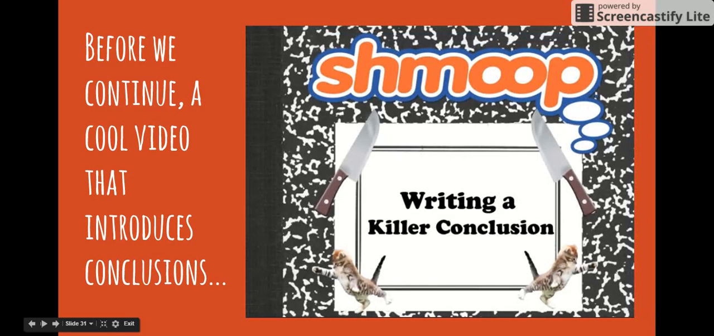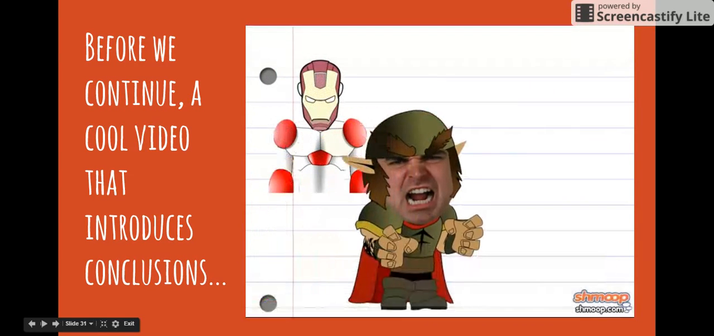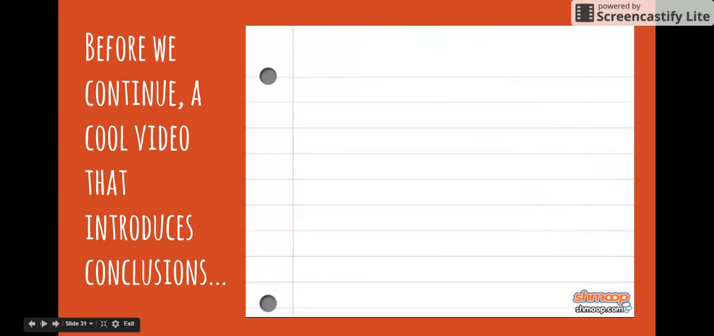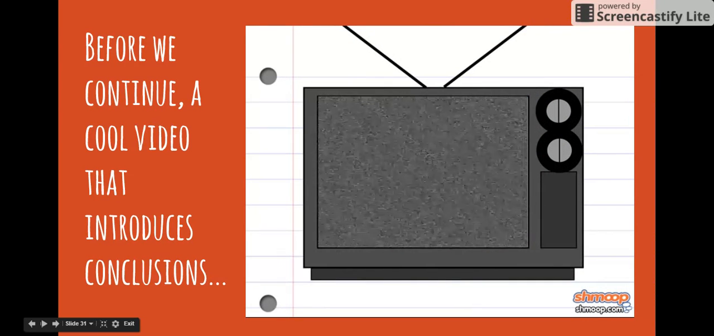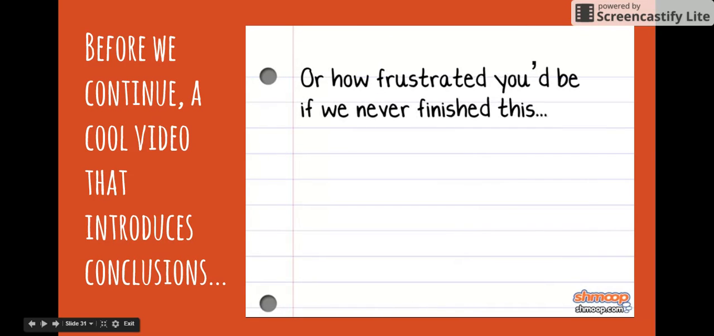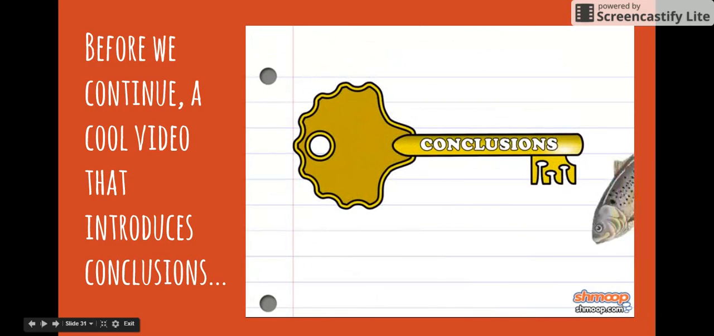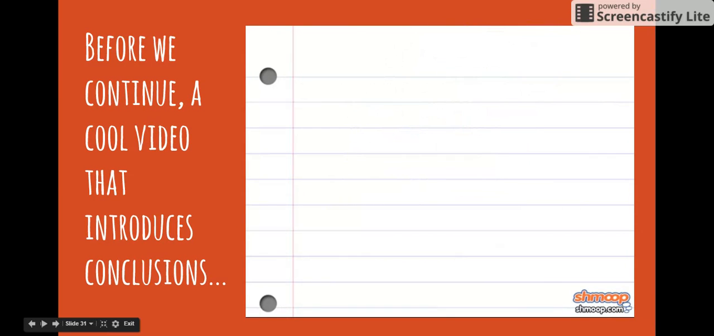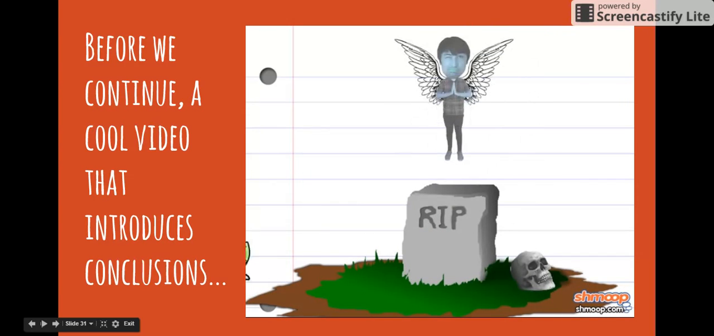Writing a killer conclusion, a la Schmuck. How much would you enjoy Iron Man if you never found out whether or not Tony Stark got the baddie? Where did you go? Imagine how unsatisfied you'd feel if every episode of your favorite sitcom ended at the 20-minute mark. Or how frustrated you'd be if we never ever finished this sentence. Conclusions are key. Without them, a story or essay flops and flounders. Everything worth telling deserves a well-conceived ending. Even our own lives will eventually have a conclusion. We just have to cross our fingers and hope there's going to be a sequel.